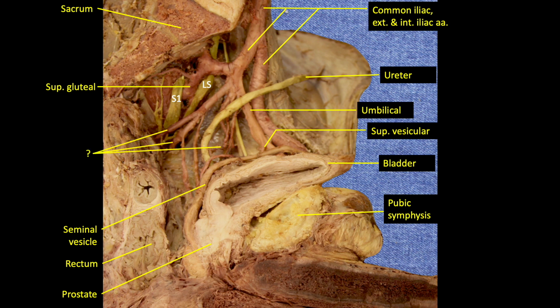We again assign question marks to them because without dissecting them to their final destination, it is not possible to label them with utmost certainty. We can certainly guess and know that we need to find the internal pudendal, middle rectal, prostatic, etc., but without truly dissecting these branches to their end organ, we would simply be speculating on their identity.